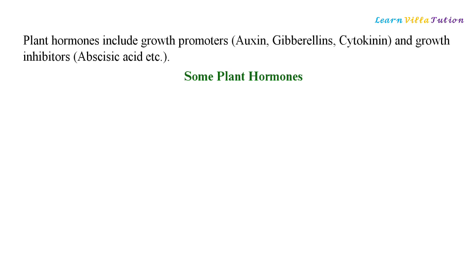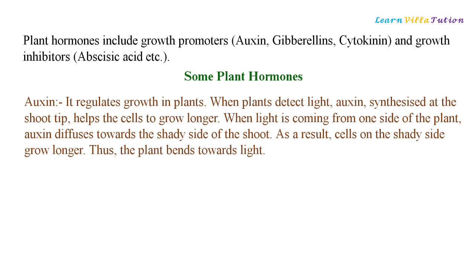Some plant hormones. Auxin regulates growth in plants. When plants detect light, auxin, synthesized at the shoot tip, helps the cells to grow longer. When light is coming from one side of the plant, auxin diffuses towards the shady side of the shoot. As a result, cells on the shady side grow longer. Thus, the plant bends towards light.